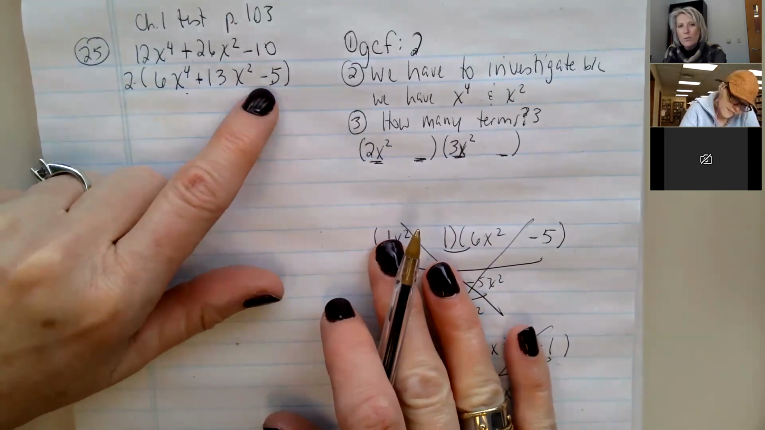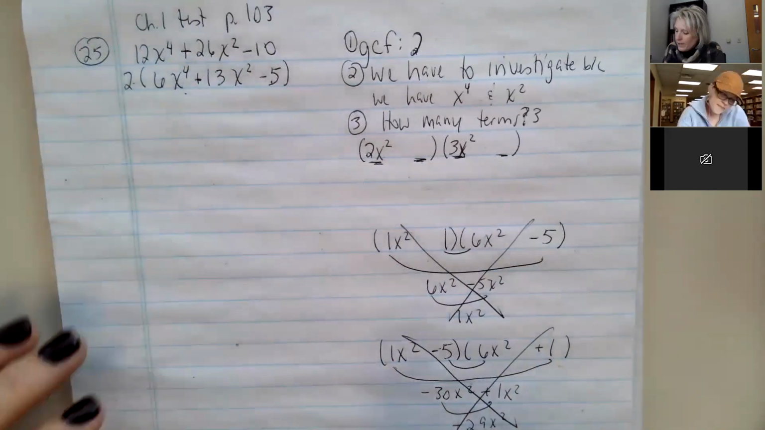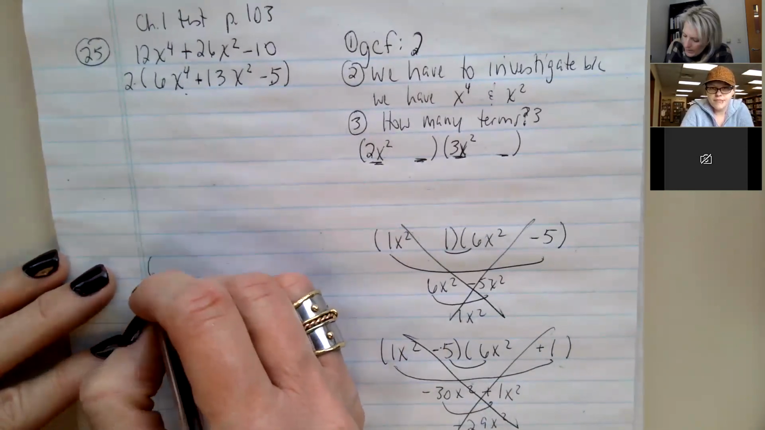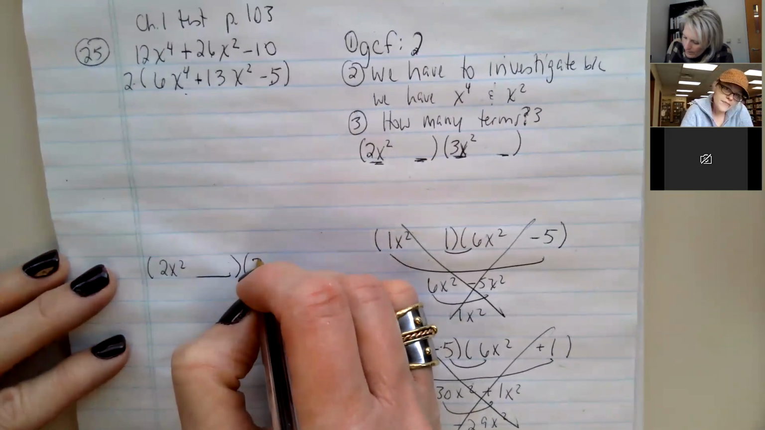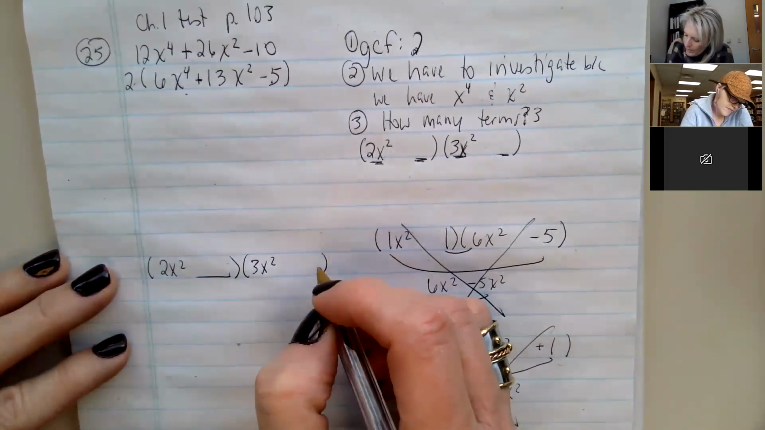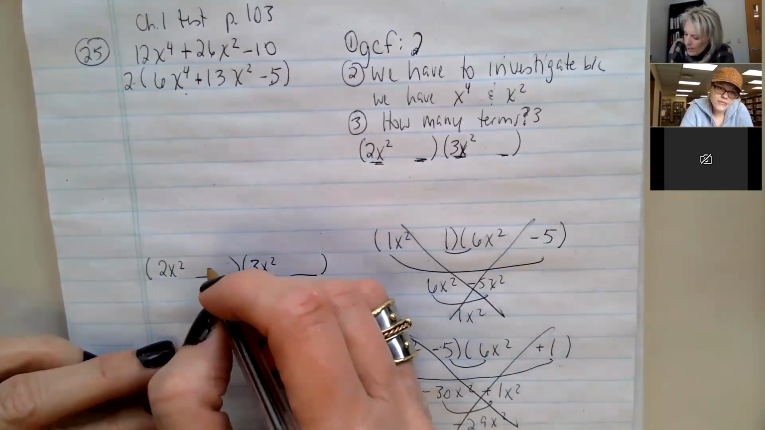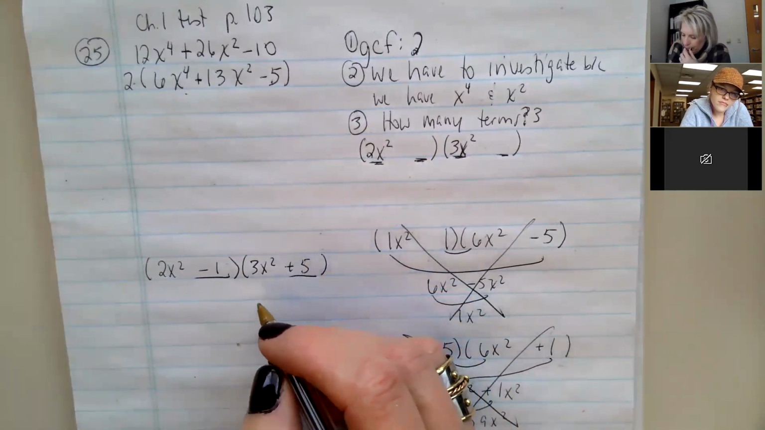And the cool thing is there's only one way to make 5, 1 and 5. So I don't have a lot of combinations, right? So I'm just going to do my guess and check over here. So 2x squared something, 3x squared and something. So it has to be the 1 and the 5, right? So I'm going to try a minus 1 and a positive 5 and see what we get.